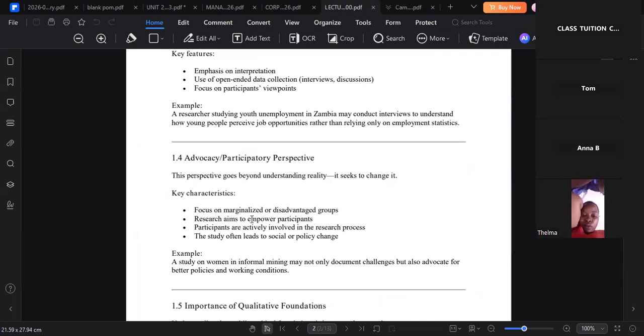So here research aims to empower participants, and participants are actively involved in the research process. So the study often leads to social or policy change. So an example where you're studying women in the informal mining, okay? So a study of women in informal mining may not only document challenges, but may advocate for better policies and working conditions. So this is what is involved in the advocacy or participatory perspective.